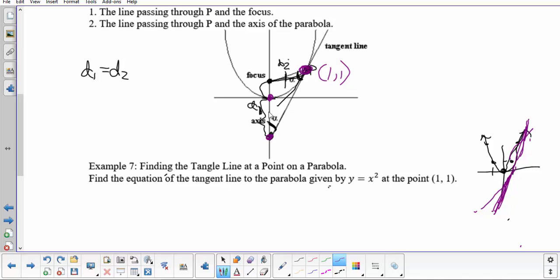So back to our picture here. So we're writing the equation of a tangent line. So y equals mx plus b. Okay, so that's what we're looking for.